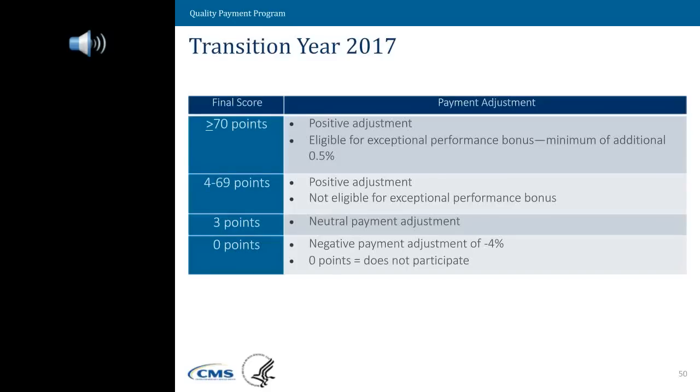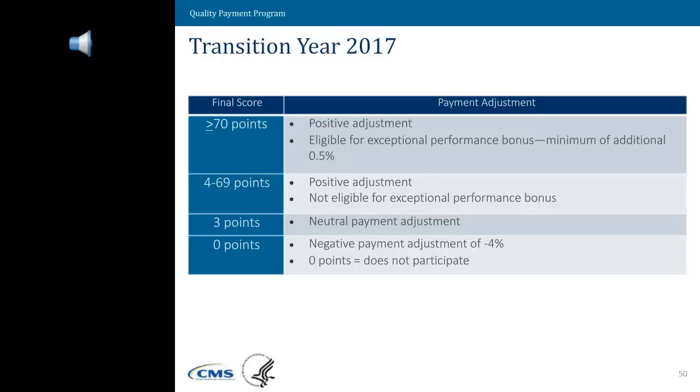I want to spend a little time talking about these points. So what we have done in this first year for Pick Your Pace, we have said that if you get 3 out of 100 points for your total score, you can avoid a negative payment adjustment. And that means if you report a quality measure, if you report an improvement activity, if you report the base score for advancing care information, you will get at least 3 points, and you'll get a neutral point.